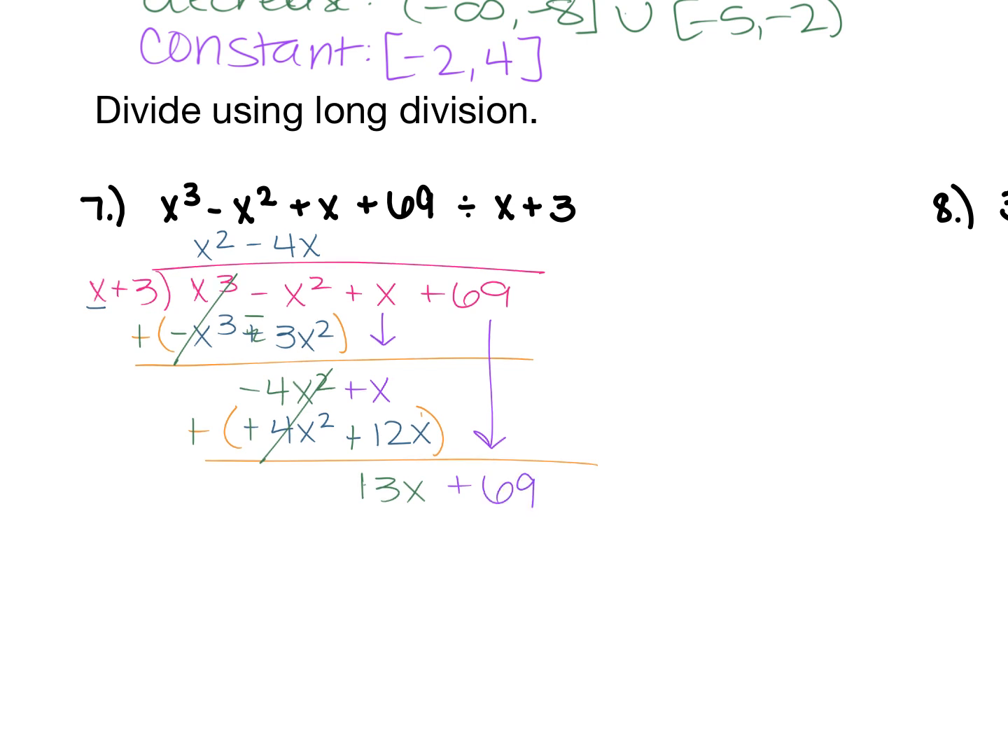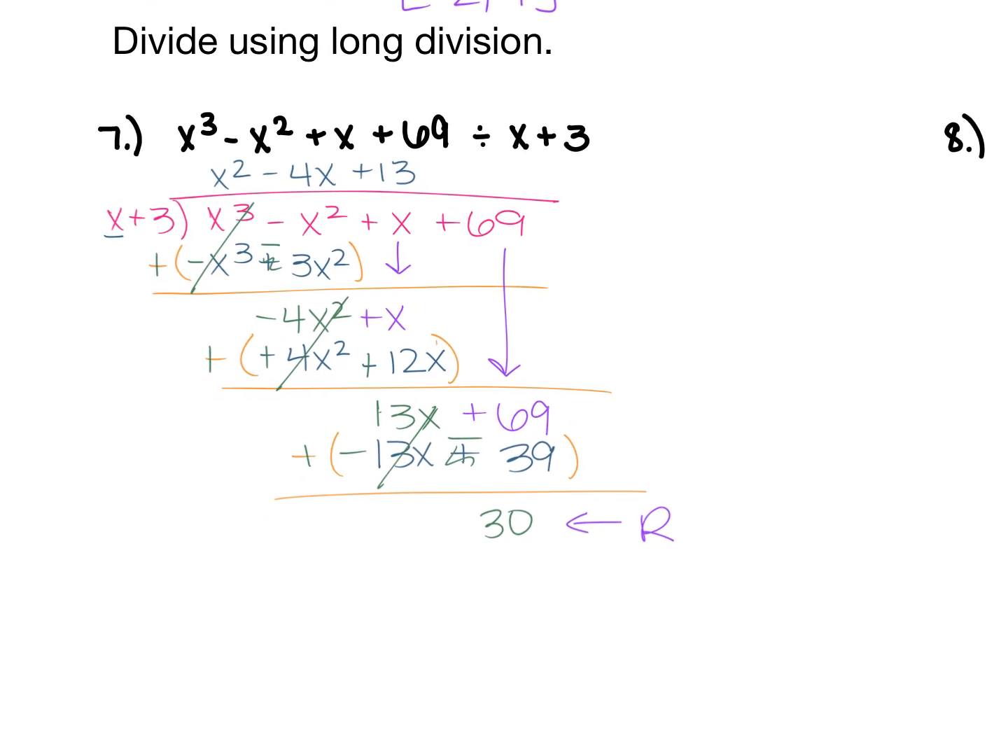All right, so from here, it would be 13 that you're multiplying by. But this gives you 13x plus 39. So subtract these, change your sign on everything. This gives you 30 left over. So since you have a remainder, that remainder has to go over what you divided by, and it's added to your answer. So you're going to have x squared minus 4x plus 13 plus 30 over x plus 3.